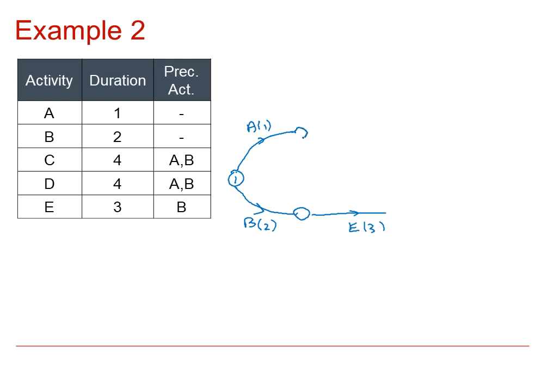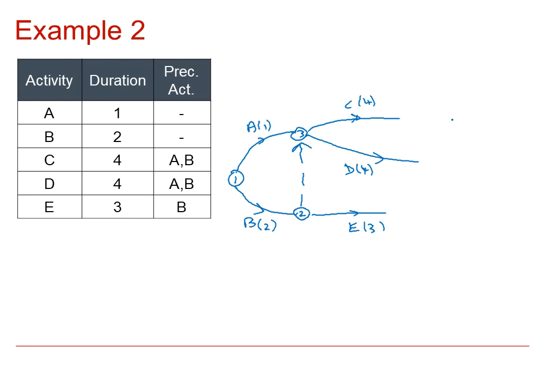I can't put the dummy pointing downwards. If I put the dummy pointing downwards, then E would follow A, which is not part of the precedence table. I have to have the dummy pointing upwards, so that now if I put C on, you double check this: activity C is definitely following A, and because of the dummy, if you follow B and the dummy, C is following B. D also follows A and B, so I could put D here. And to preserve the order of the nodes, I need node two at the beginning of the dummy and node three at the end of the dummy.